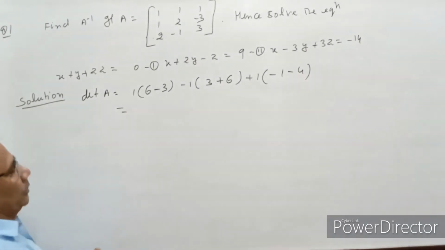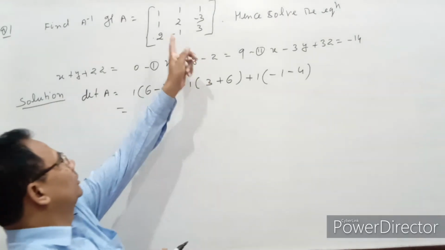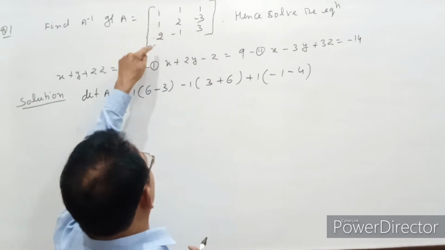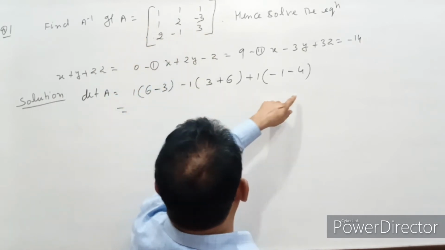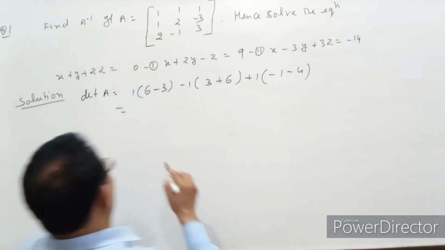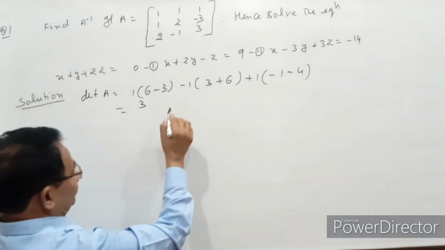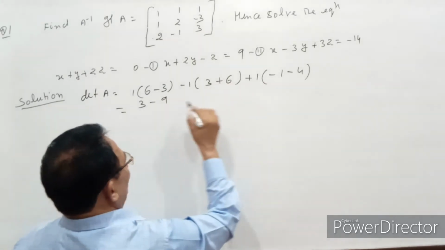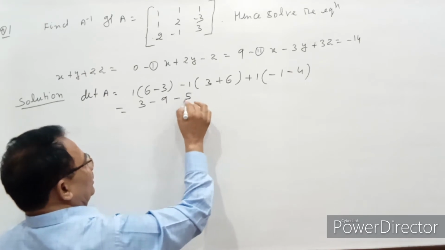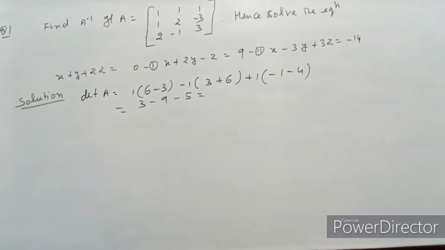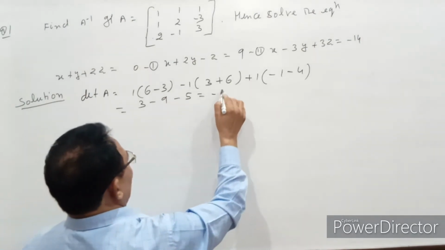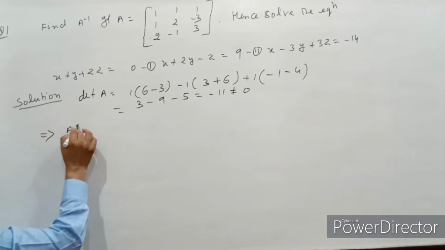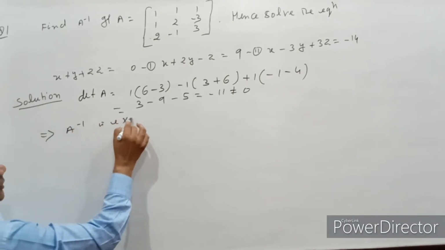So this is equal to, if you see here, 3 times 6, minus 3 times minus 1, that is 3 into 3, minus plus 6, that is minus 1 or minus 4. This is equal to 3, or that is 6, 3 times 9, minus 9, or minus 4 plus 1, 5, that is 9 5 14, minus 3, minus 11, not equal to 0. This implies that A inverse exists.